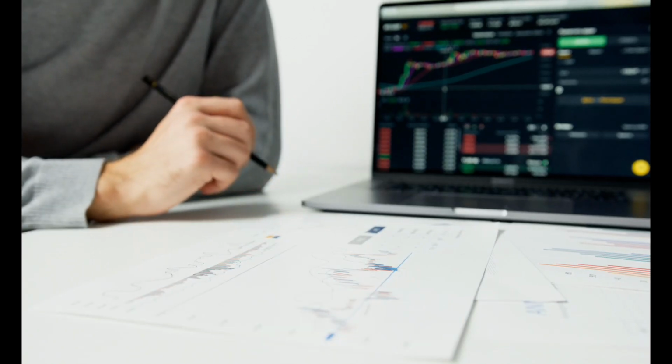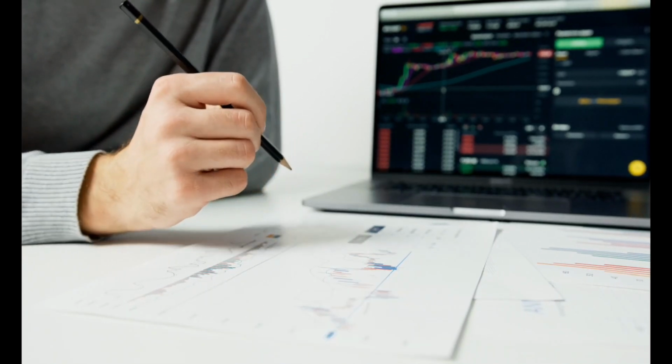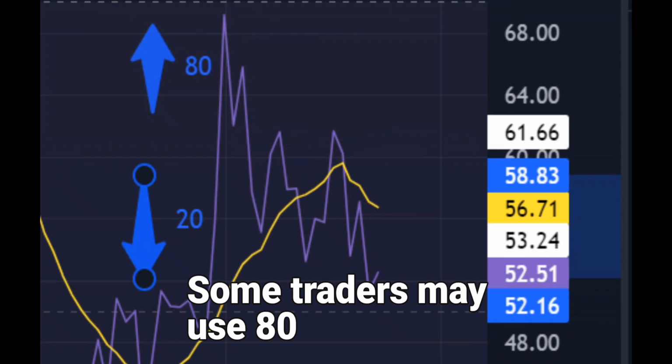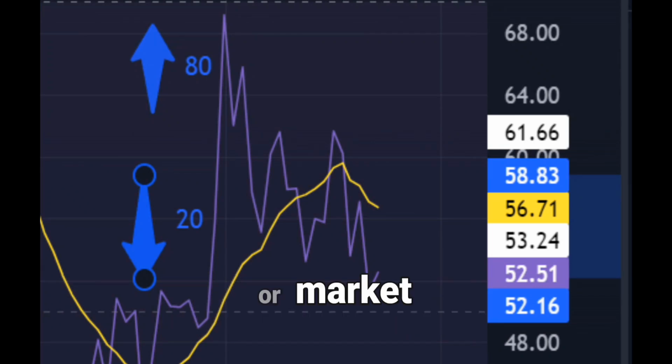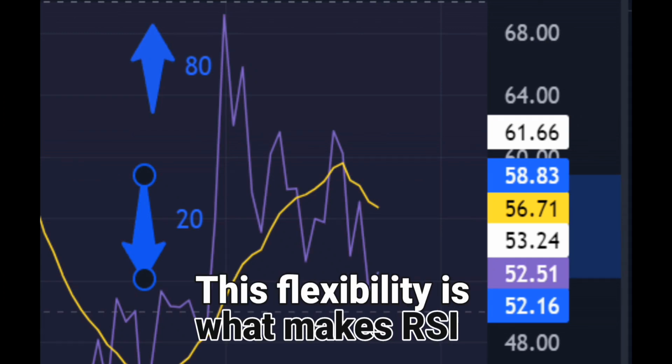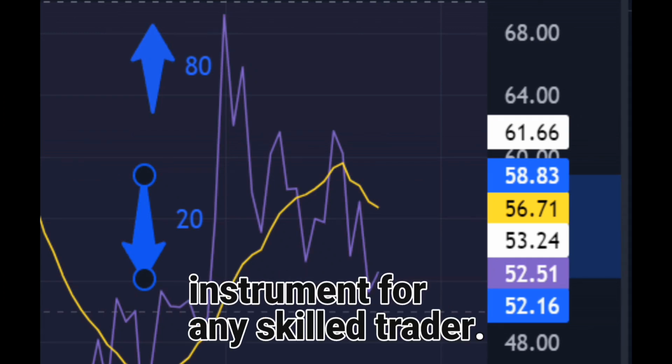But here's the catch: these limits are not fixed. Some traders may use 80 and 20 as their upper and lower thresholds, respectively, based on an asset or market situation. This flexibility is what makes RSI an invaluable instrument for any skilled trader.